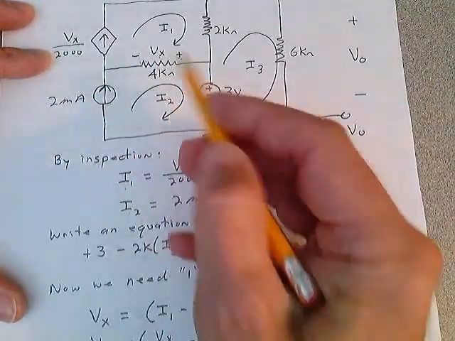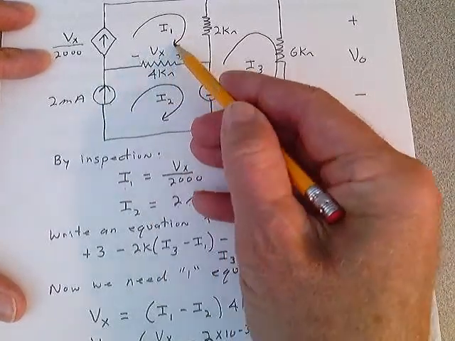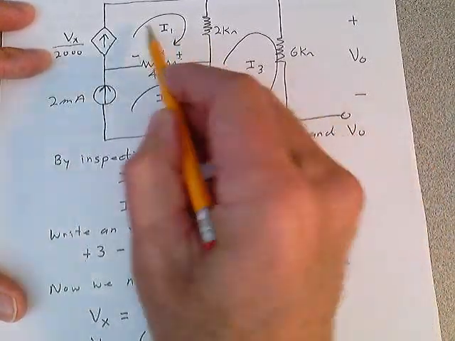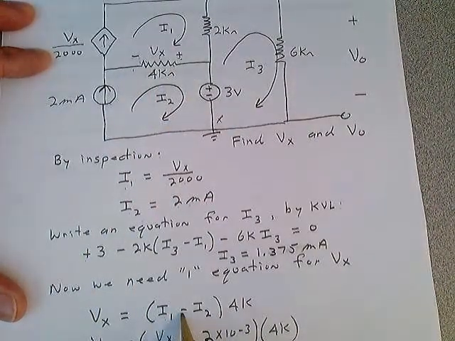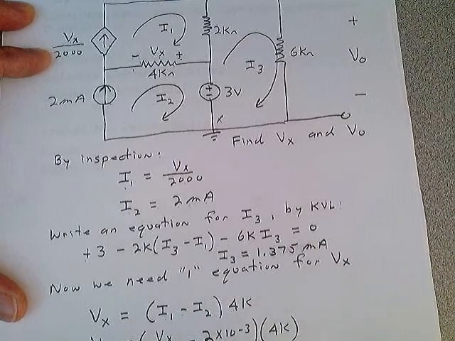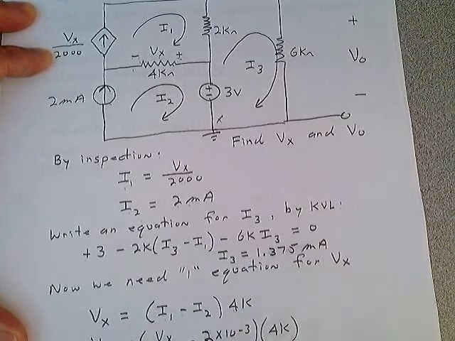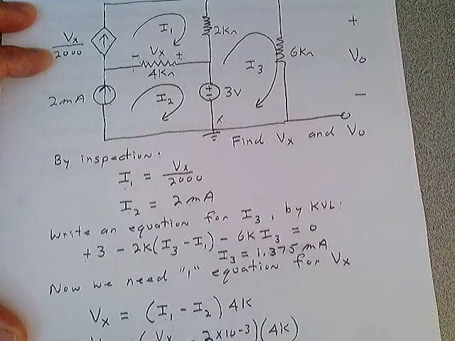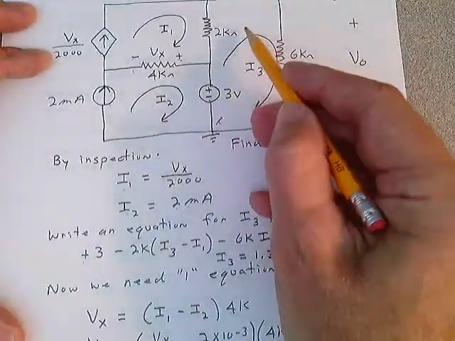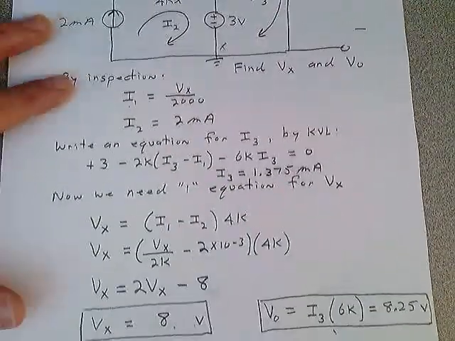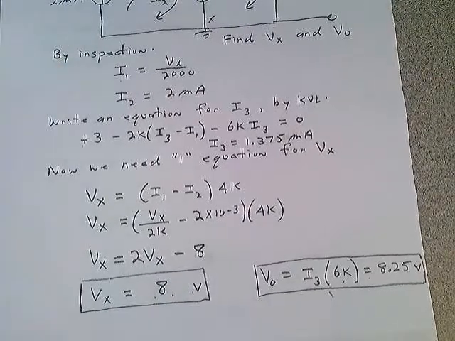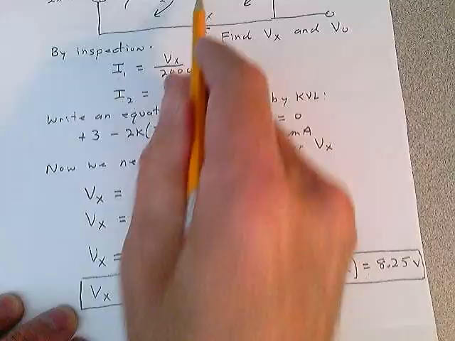Well, if you take a look, it's pretty easy to see the lead current has to be I1 because it goes in the direction plus to minus. So the voltage drop there is I1 minus I2 times 4K. Clean that up, you can see that Vx is 8 volts. One equation, one unknown. And V out is simply equal to I3 times the 6K. There's your two answers. Look at this and look at that circuit up there. Shouldn't have any problems with it.